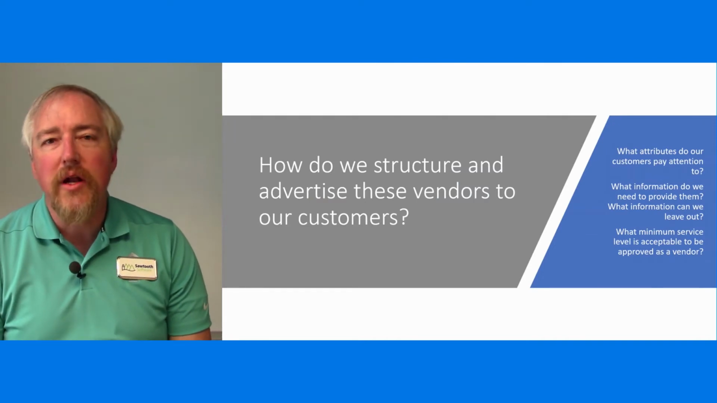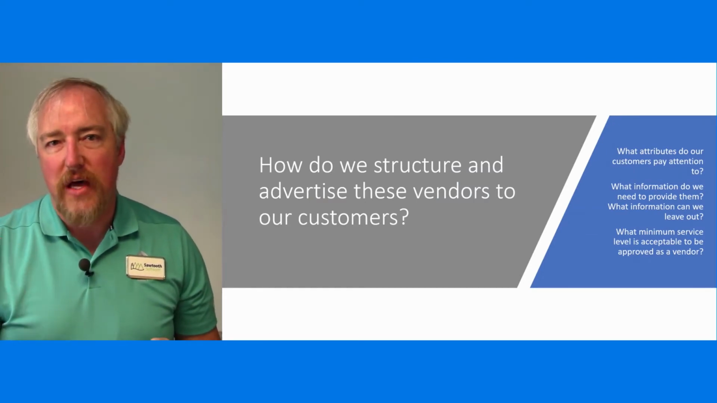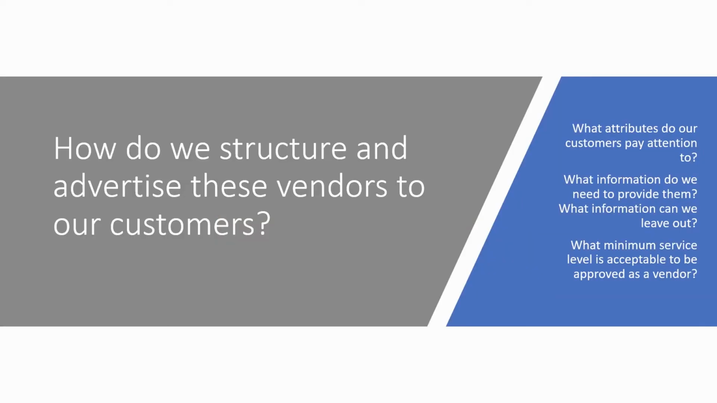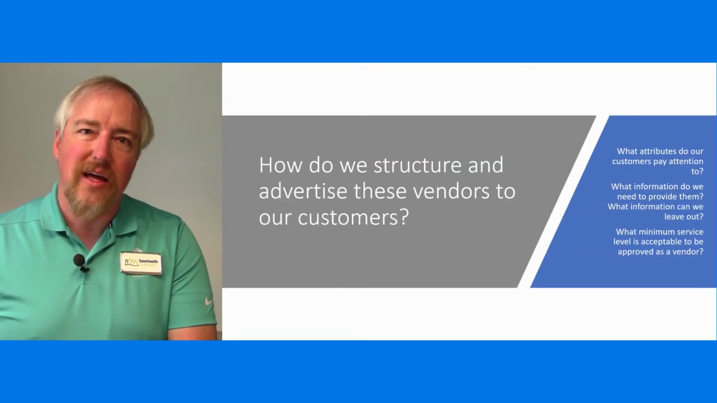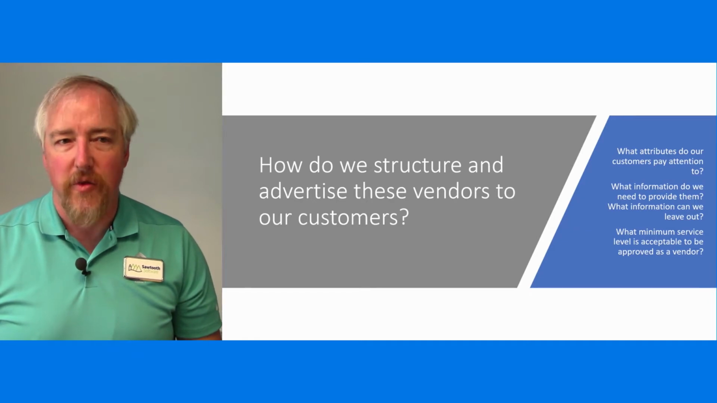So what we want to do in this project is figure out what it is that these vendors can do to get customers to come to them instead of going to the competitor. We want to know which attributes of the vendors customers pay attention to, what information we need to give them about the vendor, and what information we can leave out. If there are things that the customers just don't care about, or they're viewed as negative, then we want to leave them out. If they're positive, then we want to mention them and promote them.